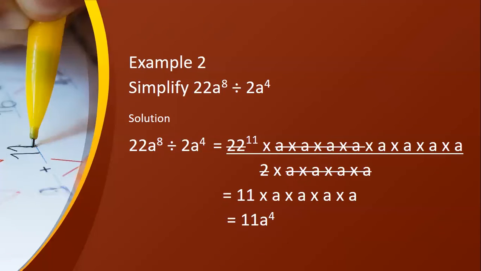Like I said earlier on, having expanded the terms, the first thing you will need to do is to carry out the actual division on the coefficients. So 2 in 22 would give us 11. And then 4 a's here, we cross out 4 a's here, and we'll be left with 4 a's. So eventually, the final answer is going to be 11a raised power 4. That tells us that 22a raised power 8 divided by 2a raised power 4 is 11a raised power 4.